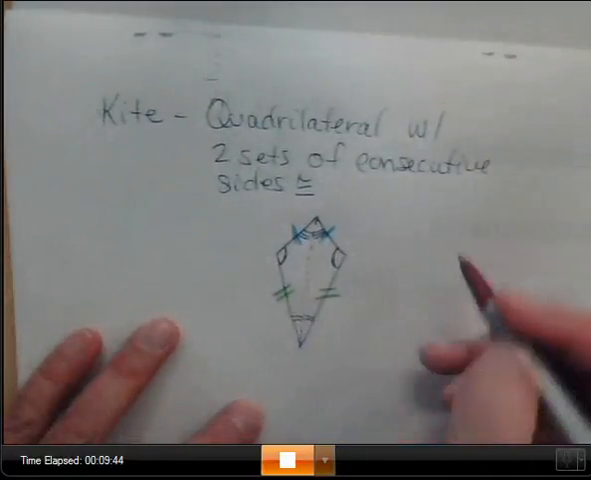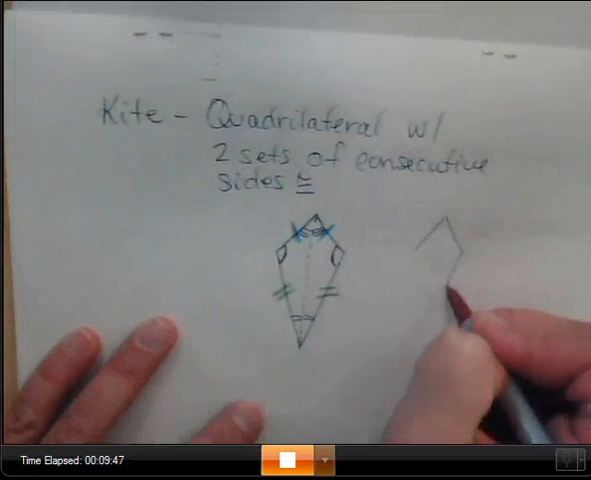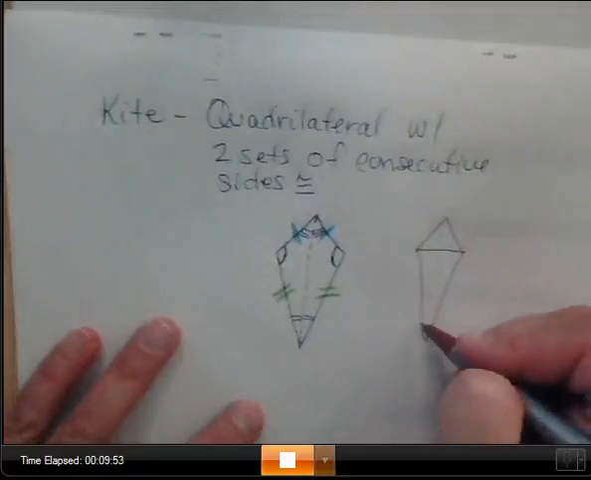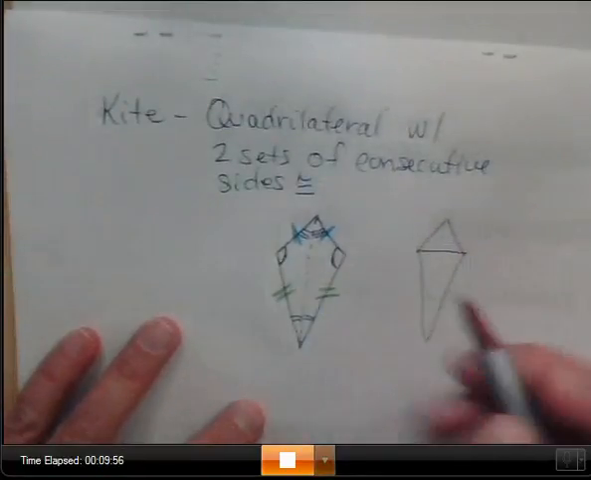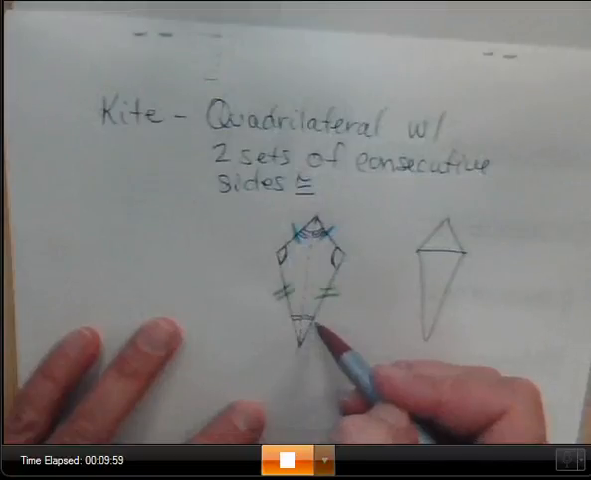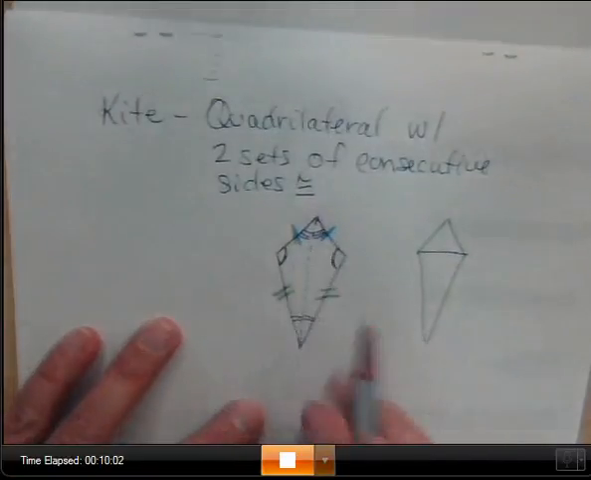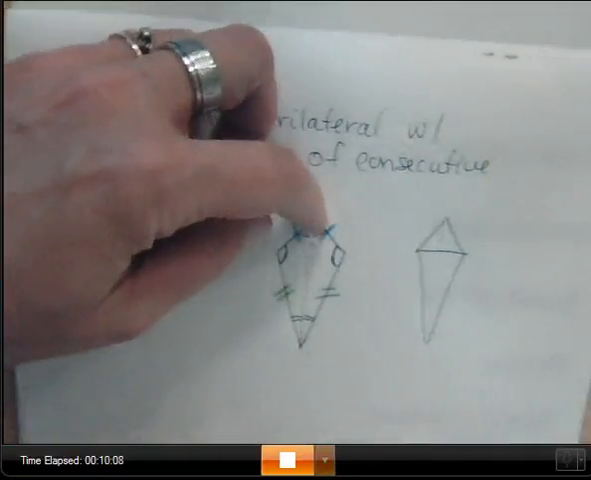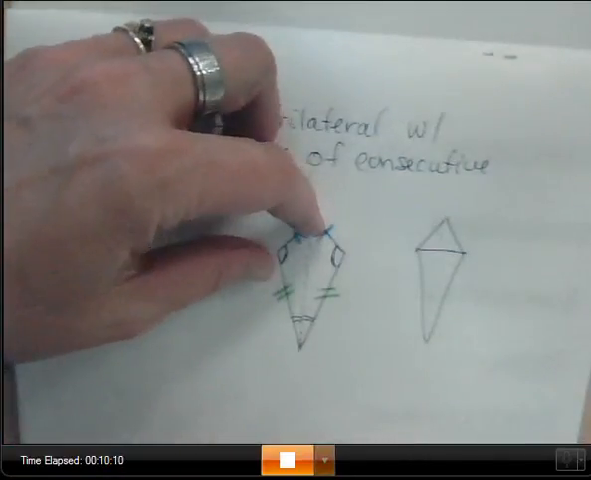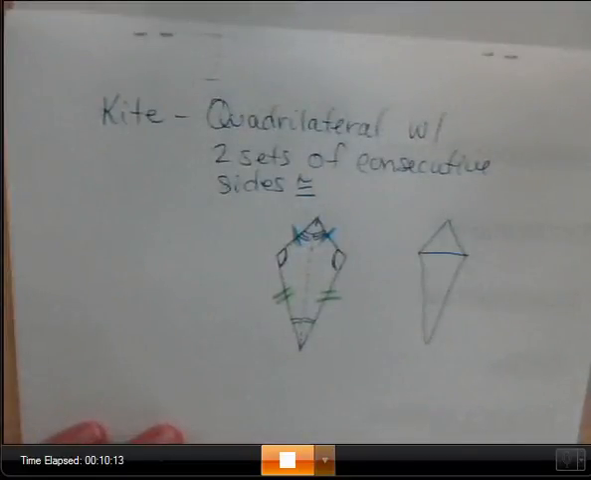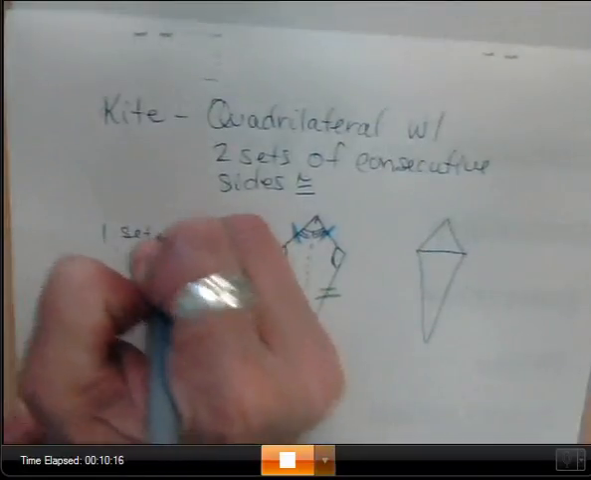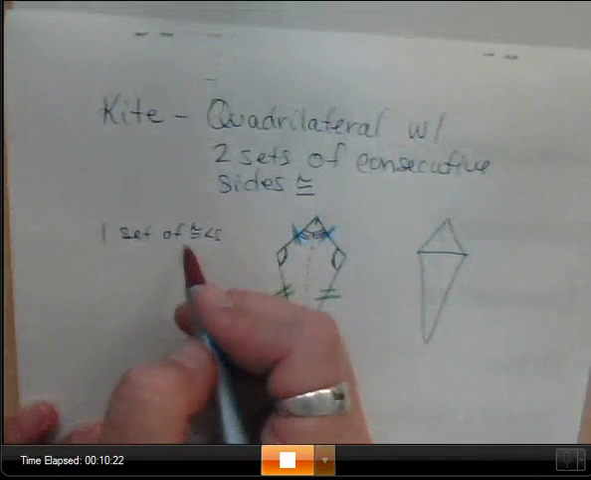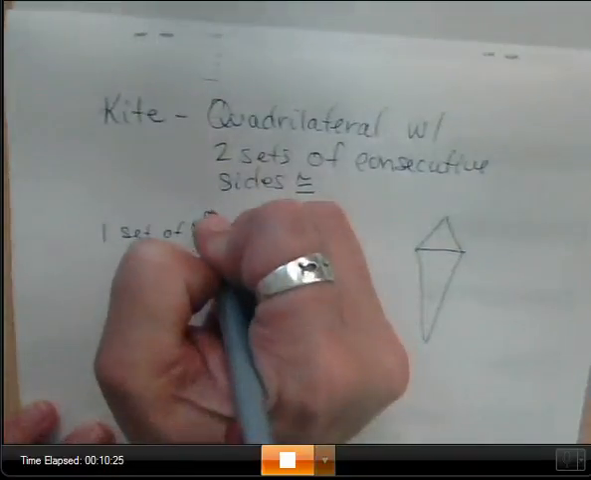Now, could I split the kite the other way? No. Could I prove that this triangle is congruent to that triangle? No. So do you know this angle is congruent to this one? No. This guy could be very thin, depending on how long I draw this out, and this guy could be very large, depending on how short it is. So we only have one set of congruent opposite angles.